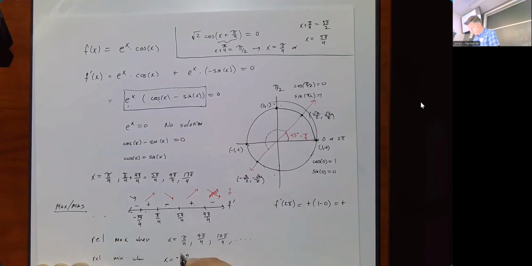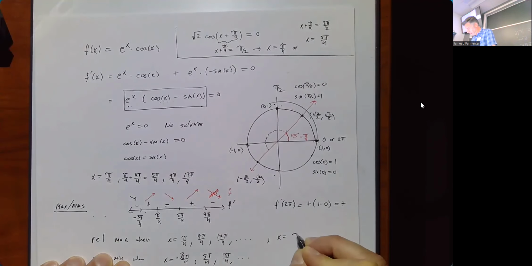Let's just make that a negative 3 pi over 4. 5 pi over 4. The next one would be another 2 pi more, which would be 8 pi over 4 plus 5 pi over 4, which is 13 pi over 4. And the list never ends, unfortunately. An easier way to write it would be x is equal to pi over 4 plus 2 pi times k, where k is an integer.